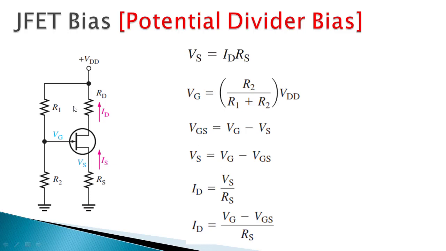Similarly, in that second loop, VDD is equal to ID RD plus VDS plus ID into RS. So we can write it as VDS is equal to VDD minus ID into RD plus RS. So these are the two equations we are going to use in the next problems.